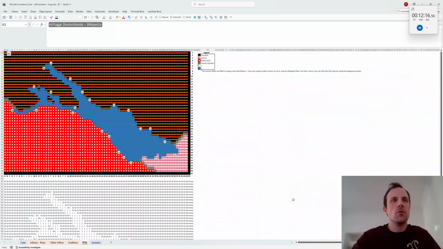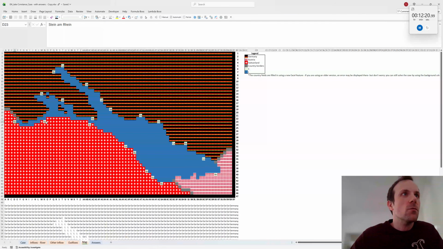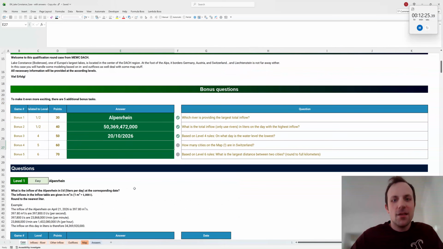How many cities on the map are in Switzerland? Now this one's actually quite complicated because you need to find out, only joking, we just count them. 1, 2, 3, 4, 5, 6, 7, 8. Based on level 6 rules, what is the largest distance between two cities, rounded to full kilometres?